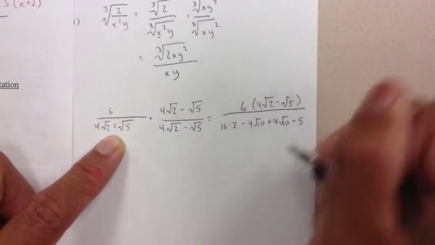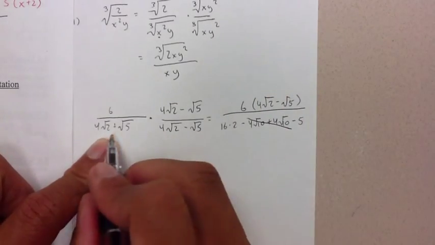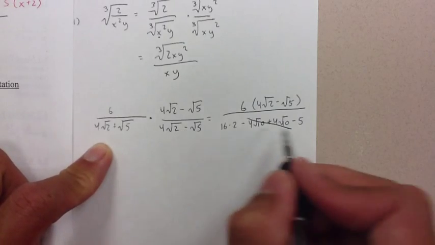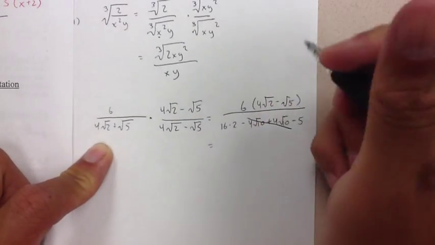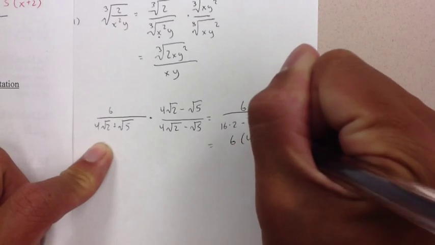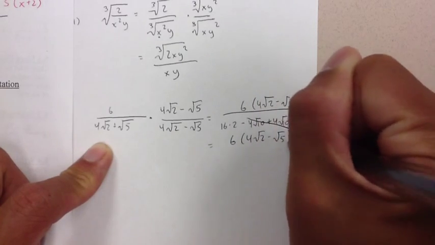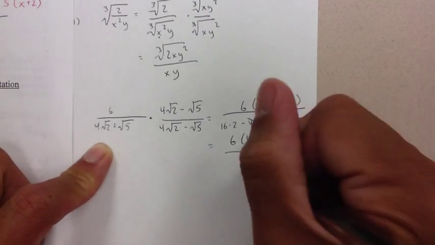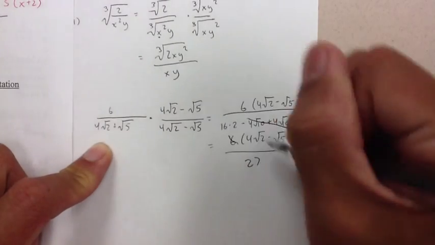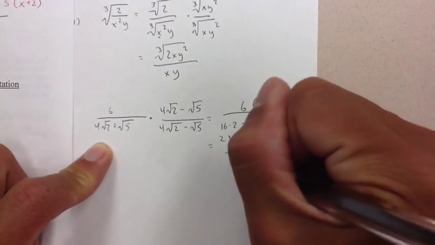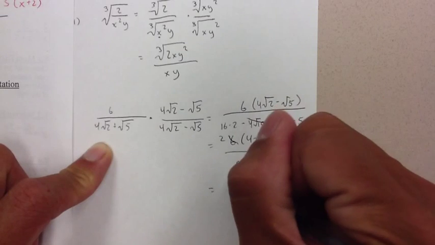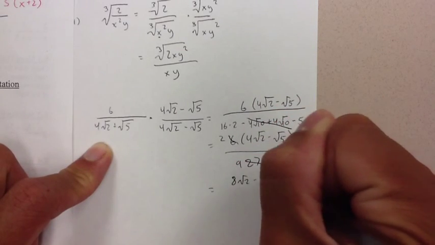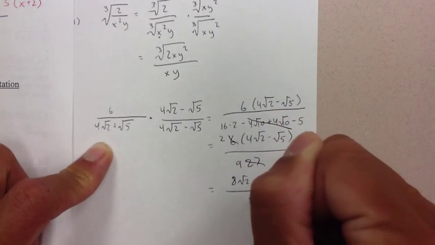The reason I do that is because see how these guys cancel? If I multiply by the same thing, they wouldn't cancel. You would still have radicals underneath. So I'm just left with 4 radical 2 minus radical 5 over 32 minus 5, which is 27, and I can also cancel these because 3 goes into this twice and this 9 times, so 2 times 4 is 8 radical 2 minus 2 radical 5 all over 9.